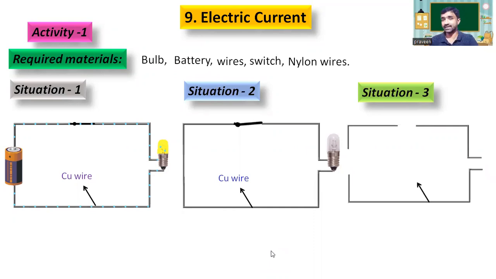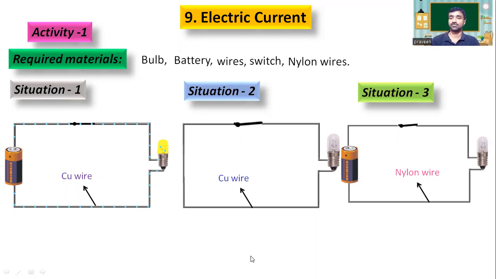That left 3 gaps to fill with the battery or a cell, then the switch, and then the bulb. So first of all, I am connecting these nylon wire terminals with the cell. Next the bulb. Then what to do? Just connect the switch and switch on. Then observe. After switching on also, you can see that the bulb does not glow.